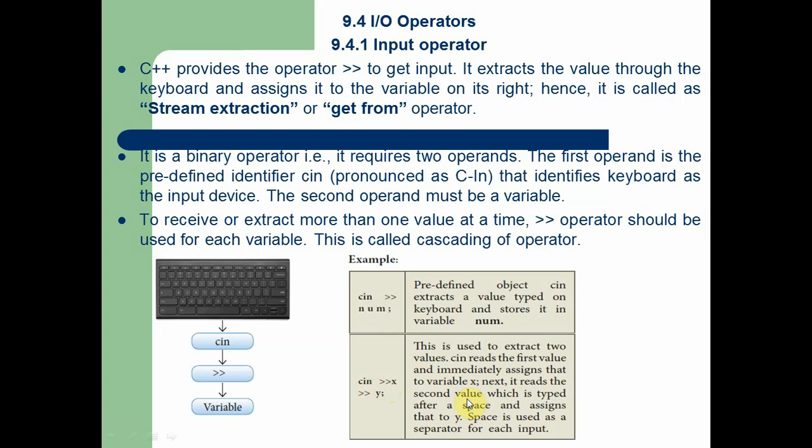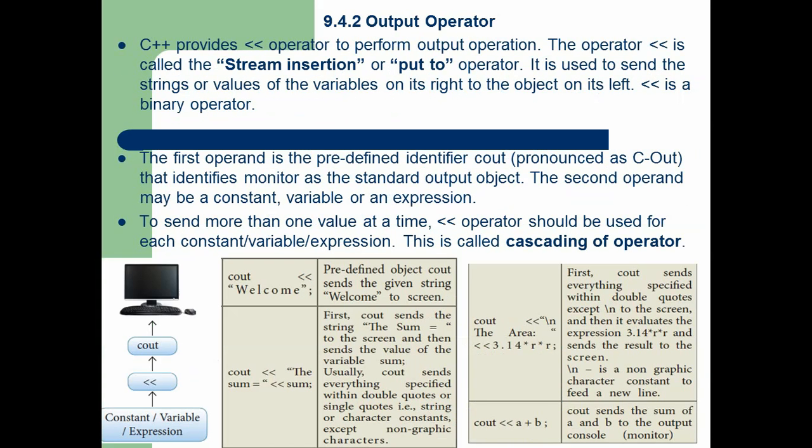This is called the cascading operator. To receive or extract more than one value at a time, the get from operator should be used for each variable. For example, here we accept two values for two variables, and for each and every variable we use a separate get from operator. This is called cascading of operators. Now we are going to see the next operator, called the output operator. It is also called stream insertion or put to.